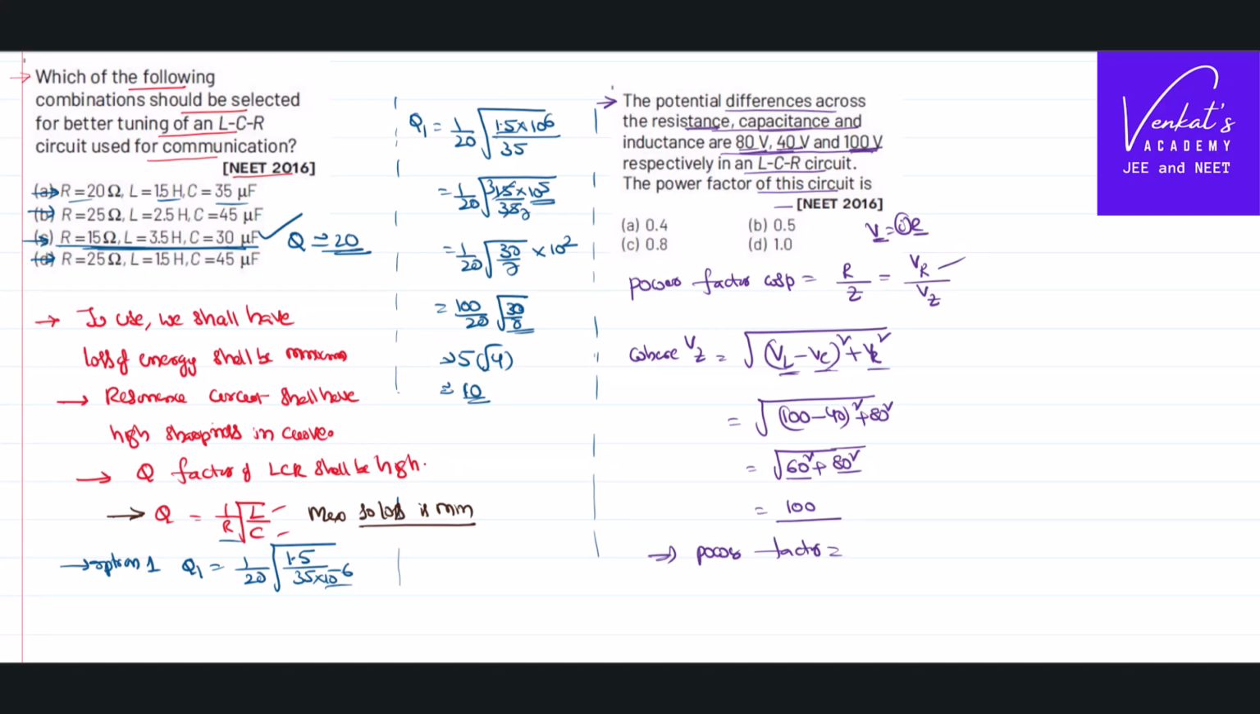That implies we can get the power factor as VR, which is 80, by the resultant impedance, which is 100. 80 by 100 is 0.8. So, the power factor in this case is 0.8. This is how we have to solve. All these problems are very much formula based, so while you are handling AC, knowing formulas is very important. Okay. Thank you for watching.